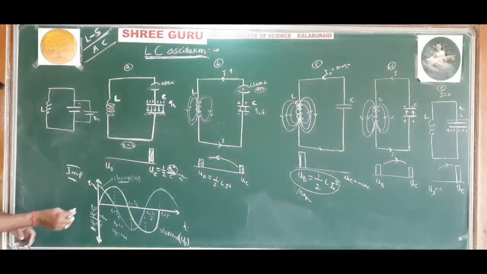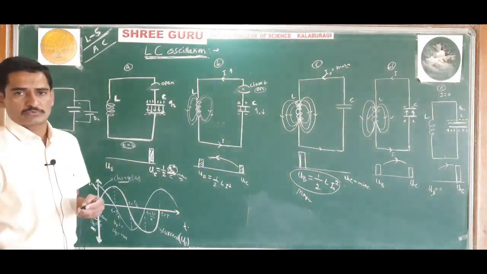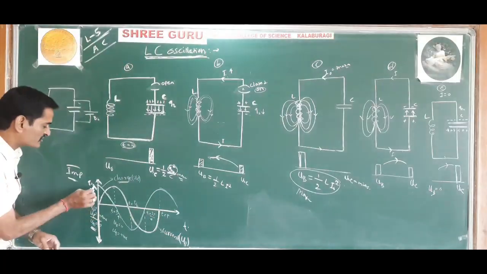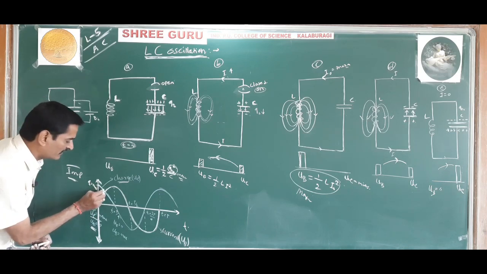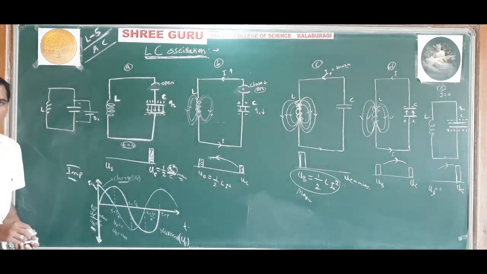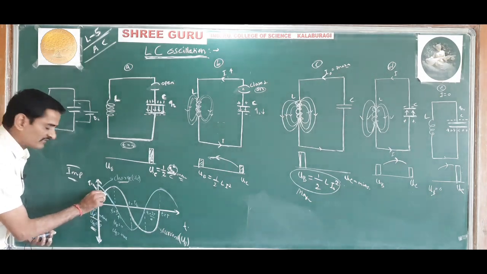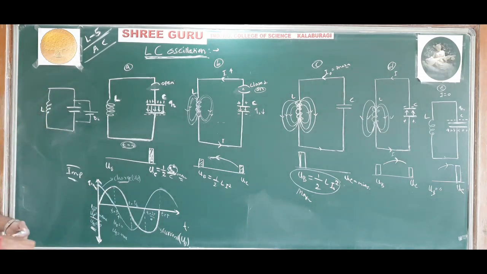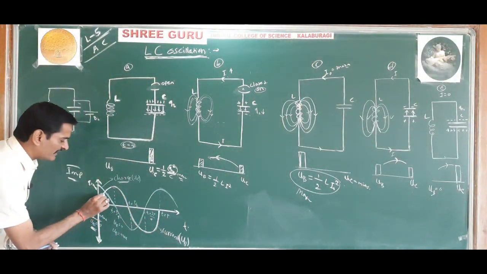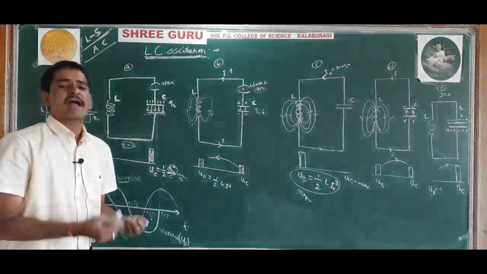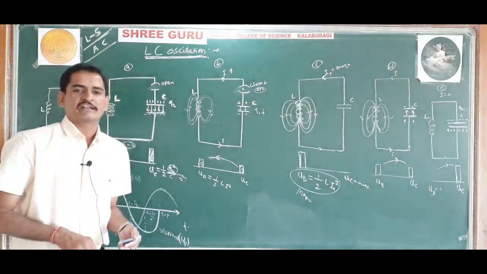Okay. And after that, when the capacitor starts to discharge, the charge of the capacitor decreases. As the charge of the capacitor decreases, the electric current increases, and the increase in the electric current indicates the increase in magnetic energy. The decrease in the charge indicates the decrease in electric energy. Understood?